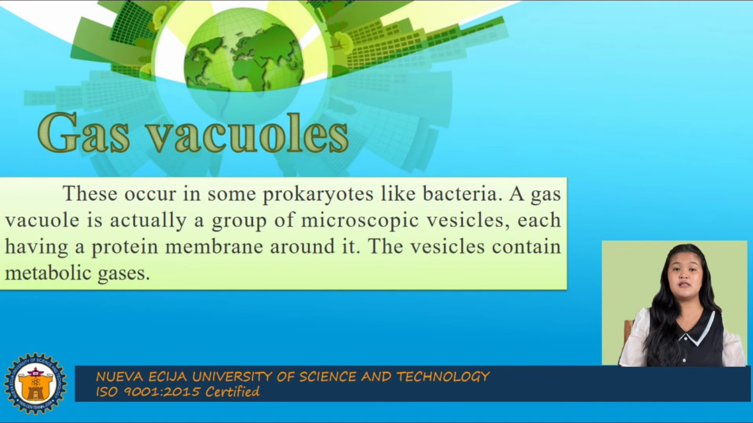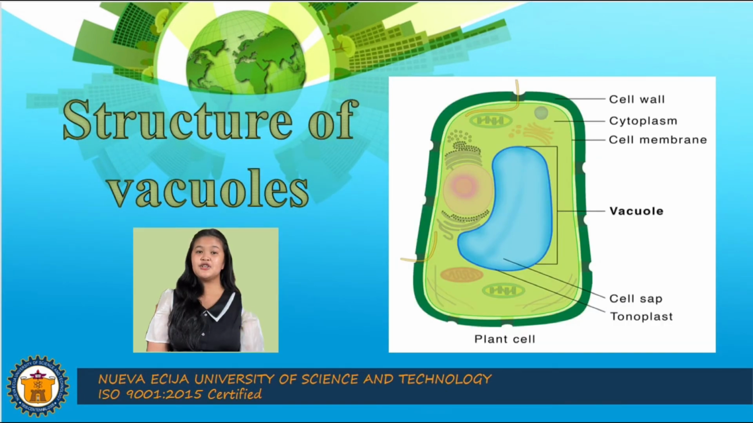Gas vacuoles occur in some prokaryotes like bacteria. A gas vacuole is actually a group of microscopic vesicles, each having a protein membrane around it. The vesicles contain metabolic gases. The functions of a gas vacuole are to store gases, regulate buoyancy of the cell, provide mechanical support, and protect the cell from harmful radiation.